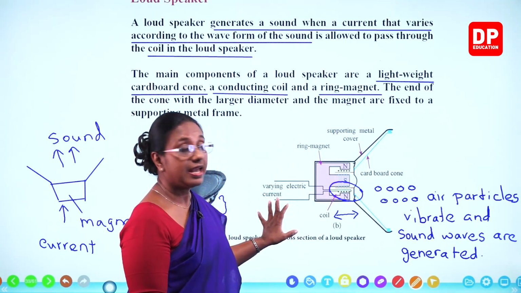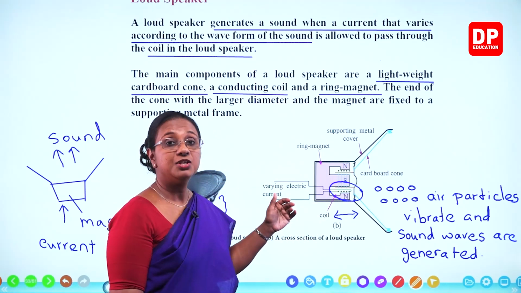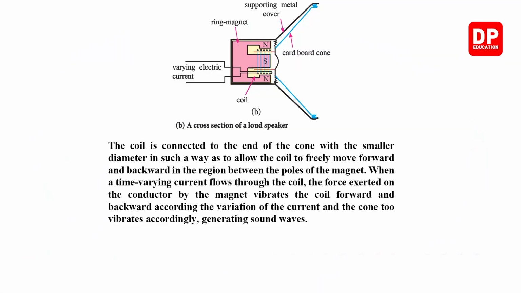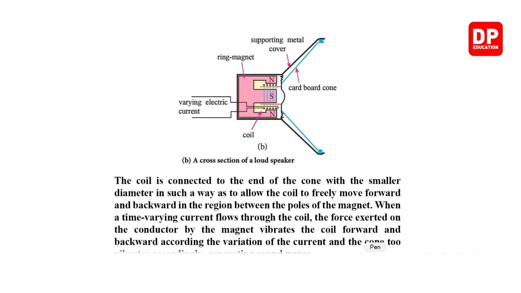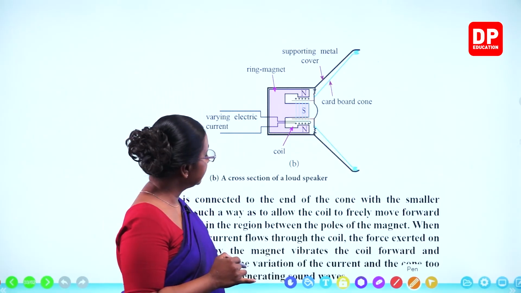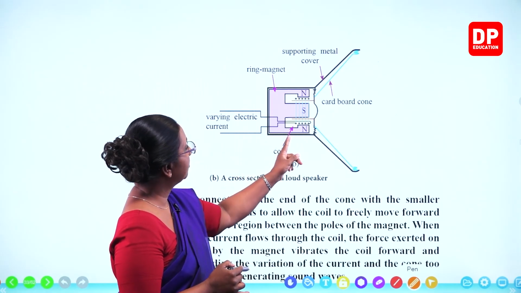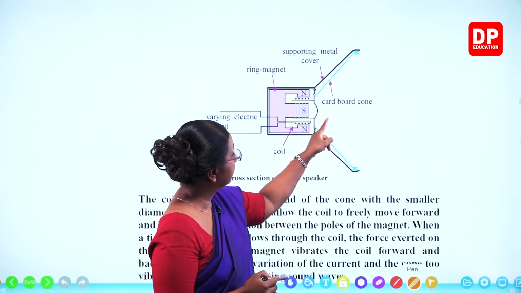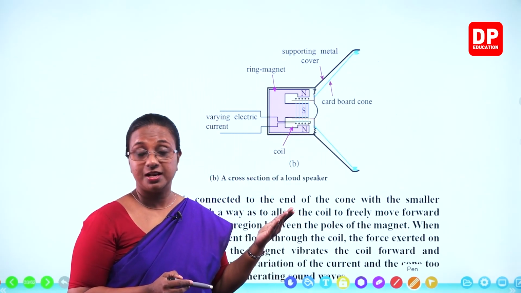So here I have already explained the function of the loudspeaker. So now I'm going to move on to the next slide. So again, the same diagram is shown to you so that you can understand easily. Here you can see the varying electric current, the ring magnet, supporting metal cover both around the cardboard cone as well as the ring magnet, and then you have the coil. So the coil is there between these two clips. You can see that. And based on that, when the coil moves, the rod also moves, the red color one, and with that, the cardboard cone will vibrate and generate the sound.